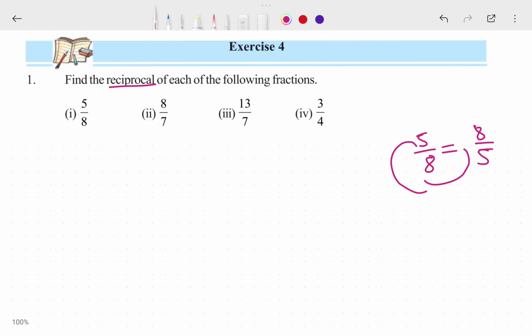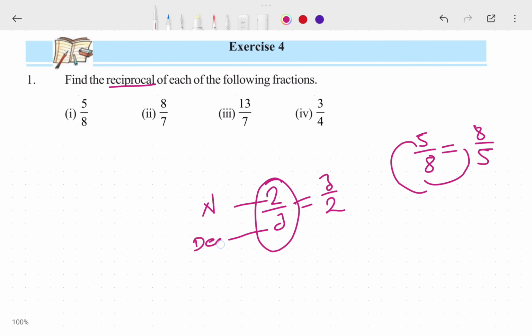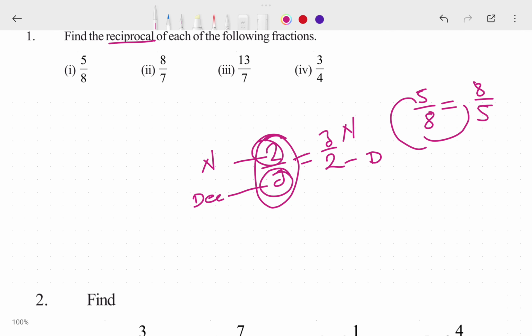You have to change the number. If it is given 2 by 3, and you are asked to write the reciprocal of 2 by 3, then you have to write 3 by 2. The upper part is called the numerator and the downward part is called the denominator. So in the reciprocal, the denominator becomes the numerator and the numerator becomes the denominator. Simply that.